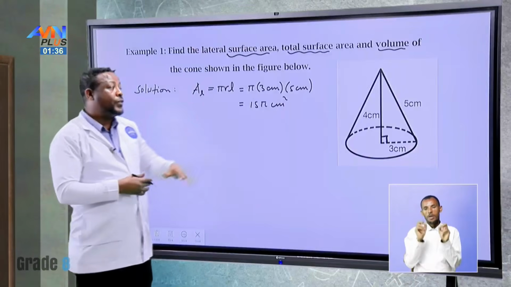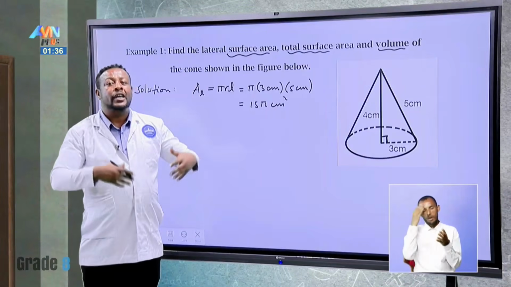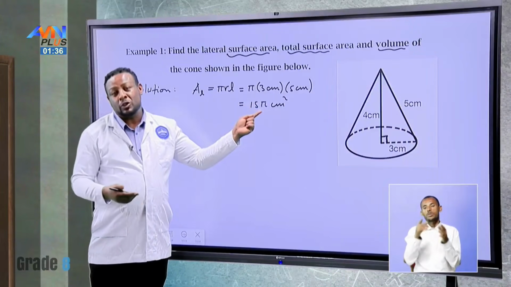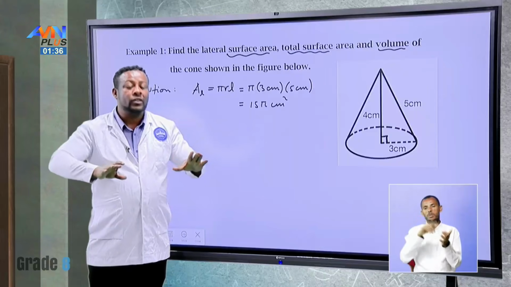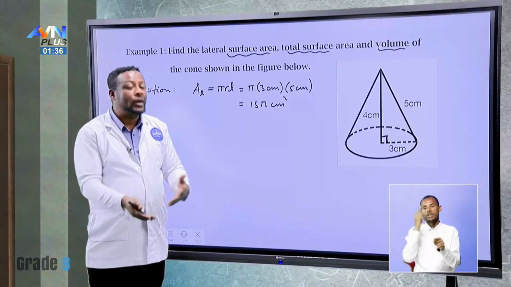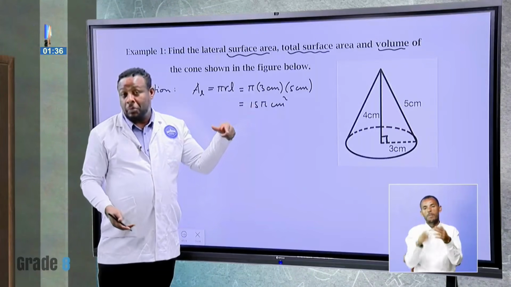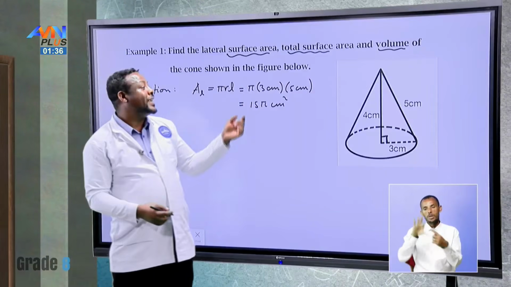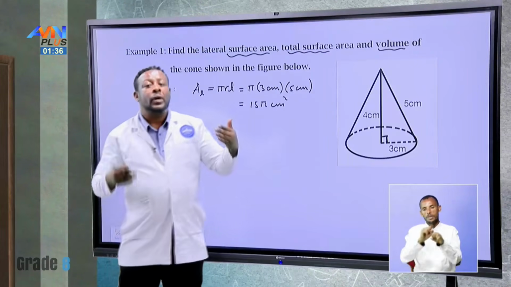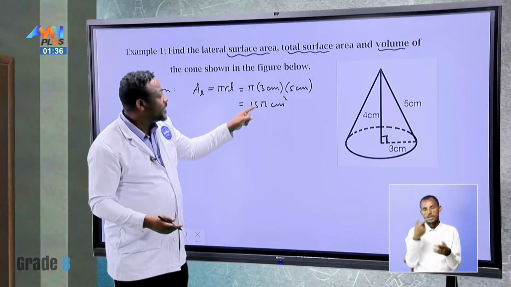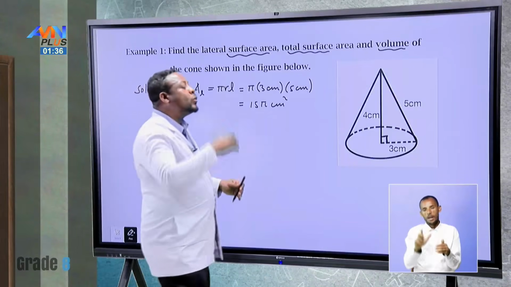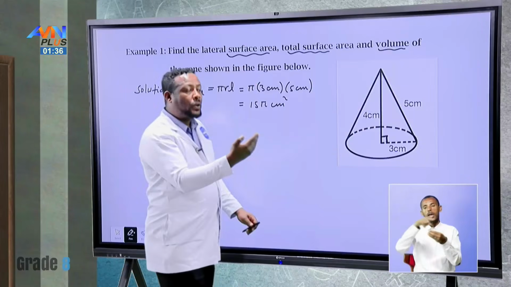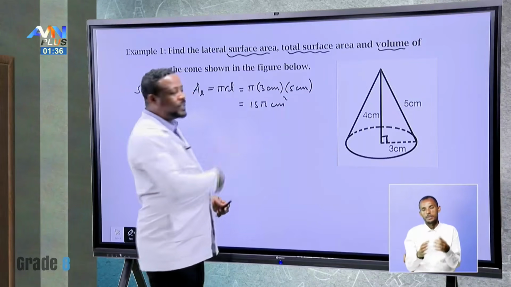If you want to know the approximate lateral surface area of this object, you can substitute 3.14. That is not the exact value, it's an approximate value, and multiply 3.14 by 15 to get the approximate value of the lateral surface area. Whenever we say this much is the lateral surface area, we are talking about the area of this curved surface.